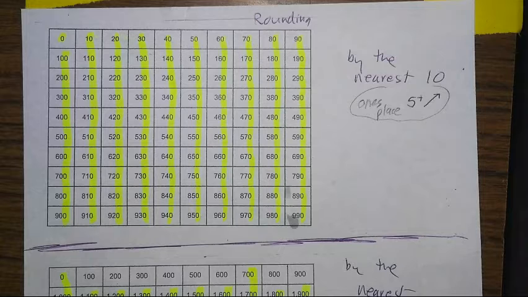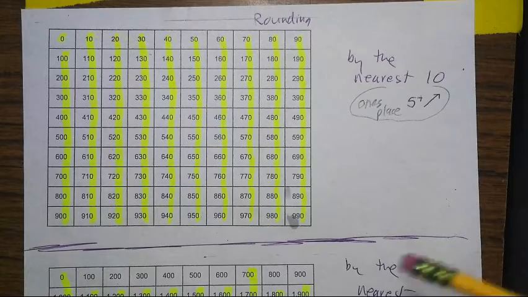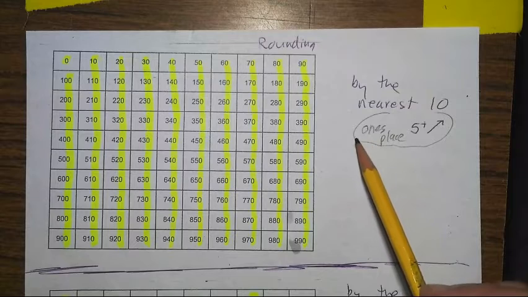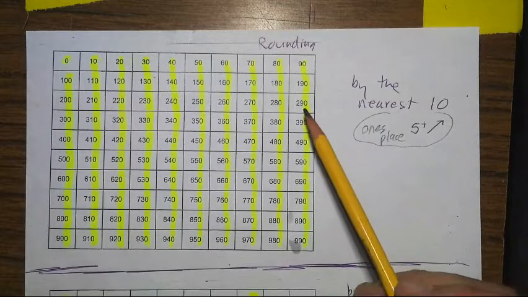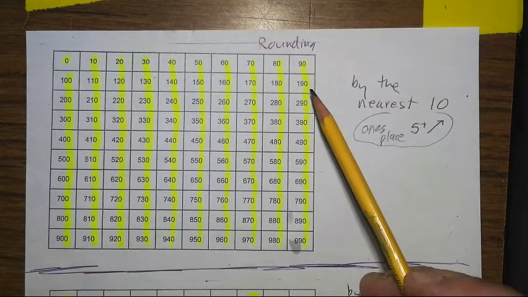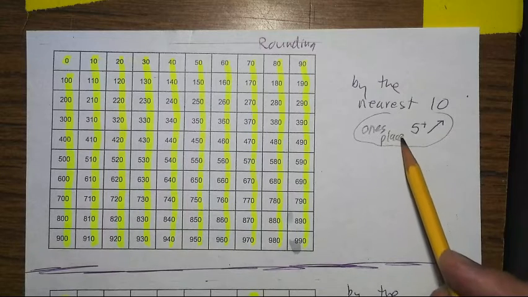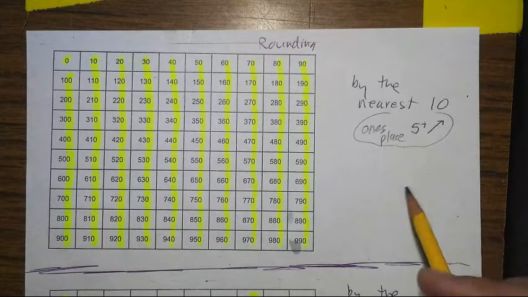Hello, fourth graders. We're going to do some more rounding today. And when we're rounding, we're going to be looking at the last few digits of the number. And this is a chart for rounding to the nearest 10. If you're rounding to the nearest 10, all of your rounded answers need to end in at least 1 zero. And to do that rounding, we look in the ones place.